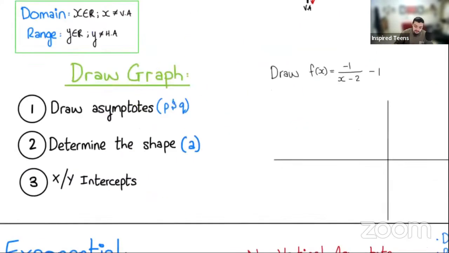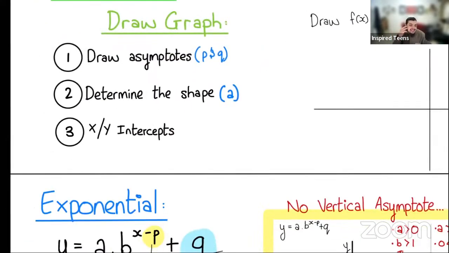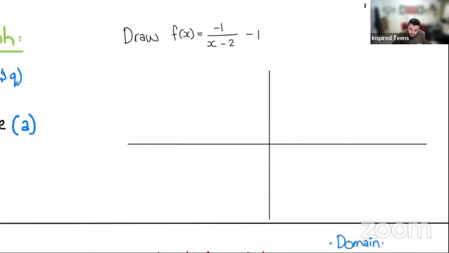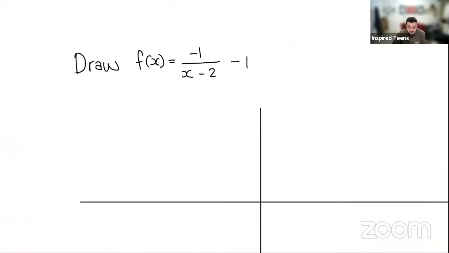Okay, let's draw this graph. Let's do number 1 and number 2. Then for number 3, we can do number 3 also, it doesn't really matter. Then we'll discuss the axes of symmetry and then draw it in our graph as well. So how do you draw a hyperbola graph?